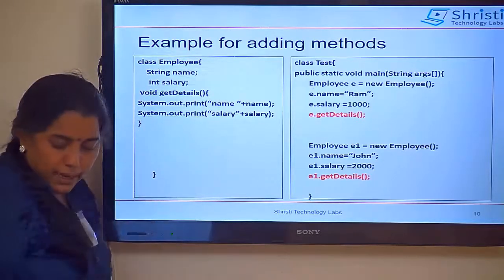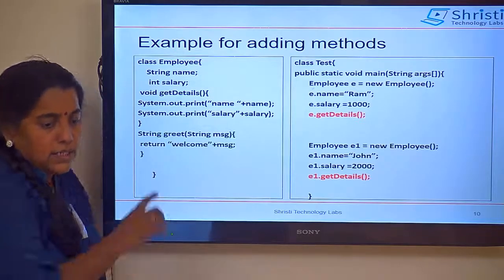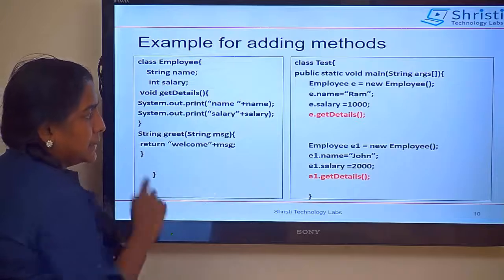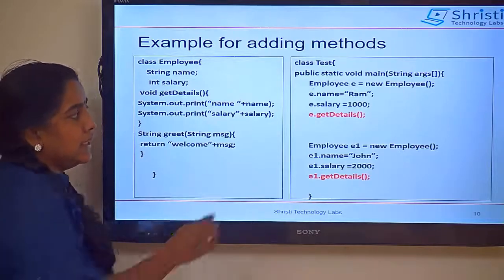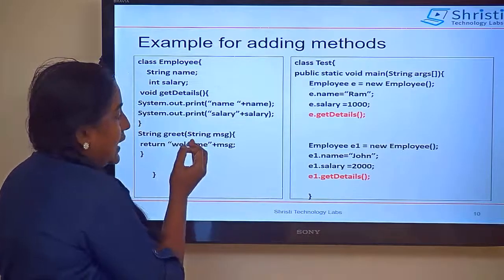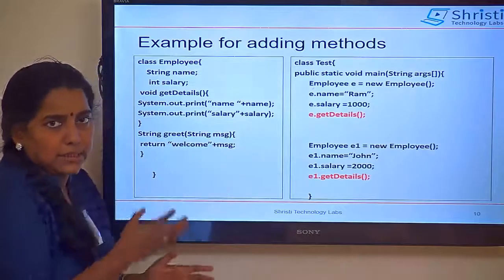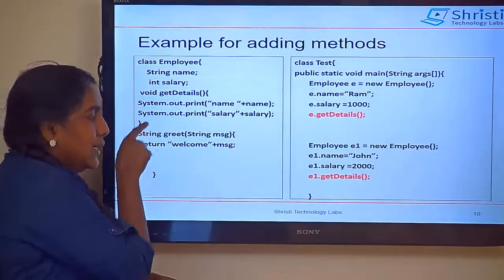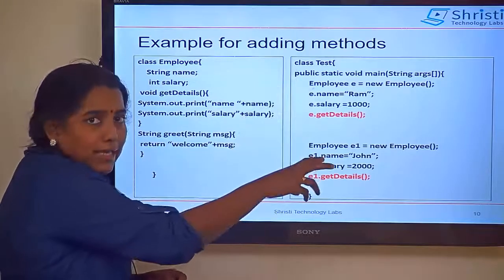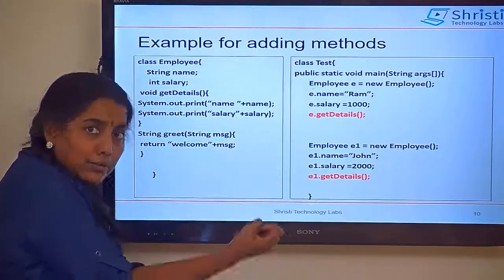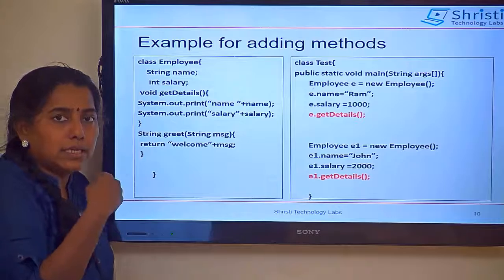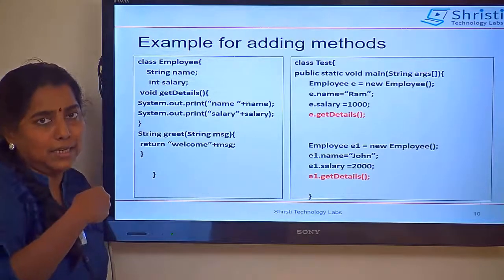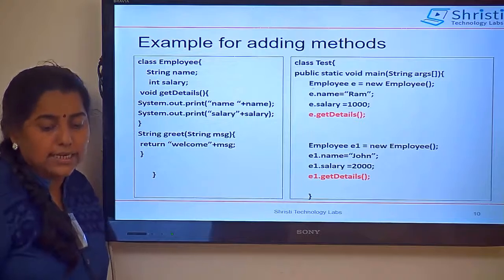Okay. Let me add one more method. String greet, String message I have got. Return welcome plus message. How to call this method? You know that. You can call e.greet by passing a message. That is fine. What is this method returning? It is returning something to the calling class. So you have to capture it. How to capture it? Because it is of type string, you have to capture it using a string data type.